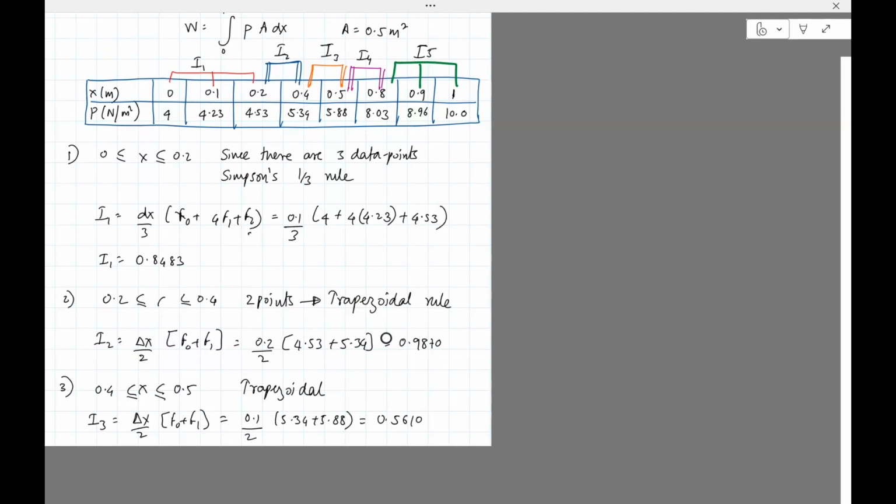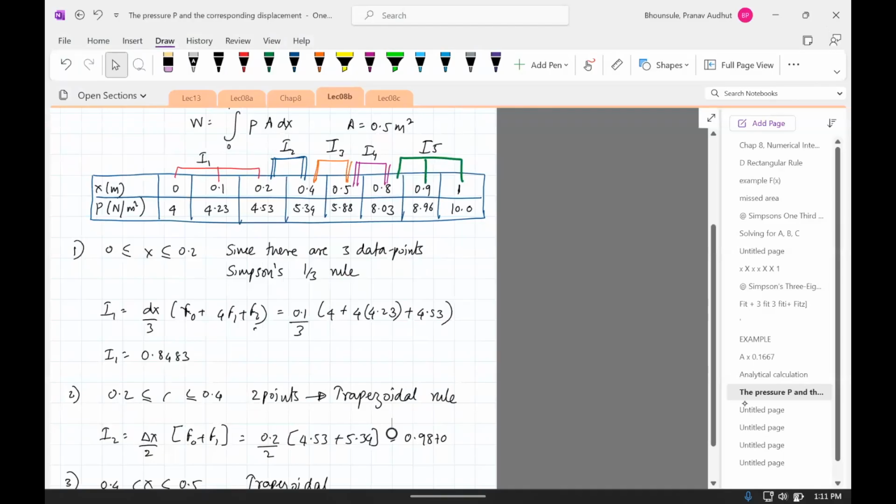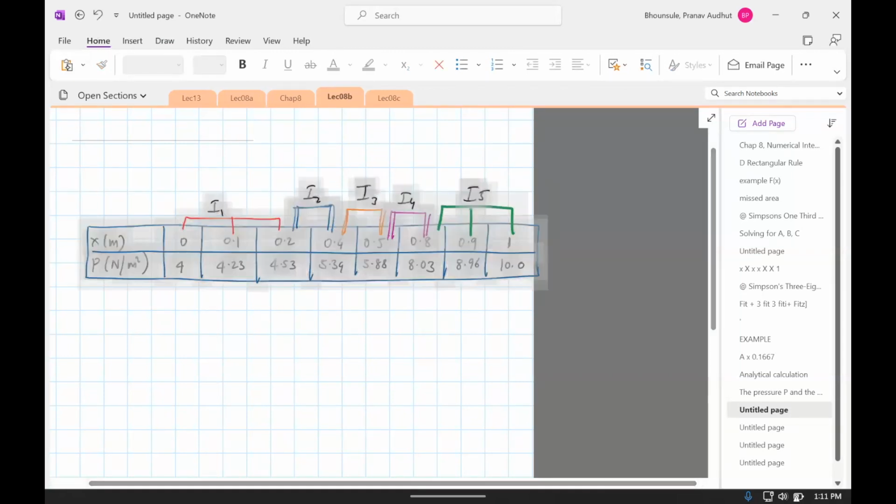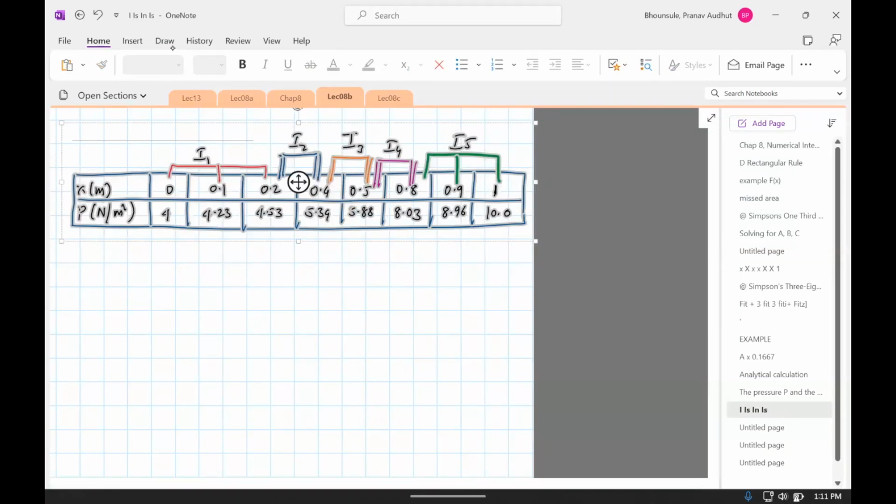Two more. Let me just write the final answer, and I would like you to fill in the blanks as to what I3, I4, and I5 are. But I'll give you the final answer, okay? And then you can check with my answer. Okay, this is just to help you fill the table.